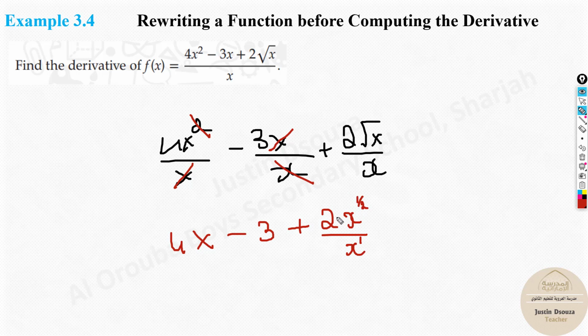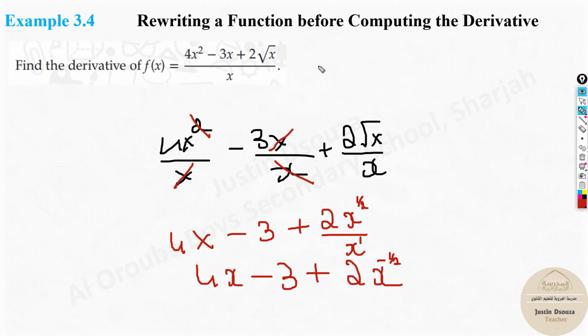The rule for exponents is when you have numerator and denominator with the same base but different exponents, you subtract. It's division, right? Division is subtract. So 4x minus 3 plus 2x to the power half minus 1. And what is the answer? Half minus 1 is negative half. That's minus half. This is the answer.